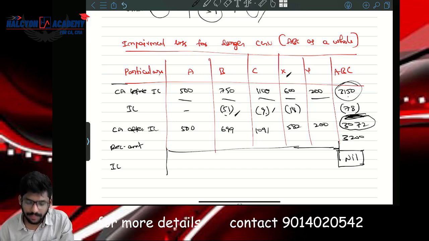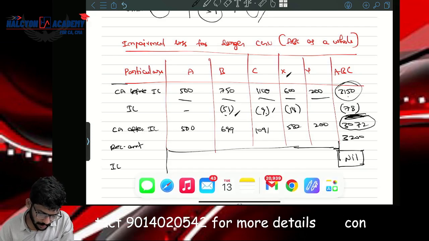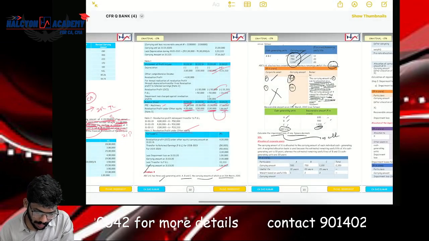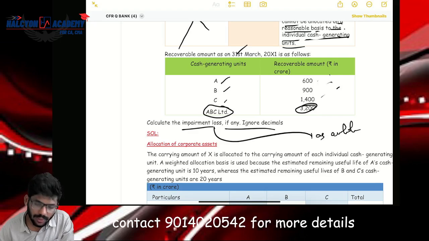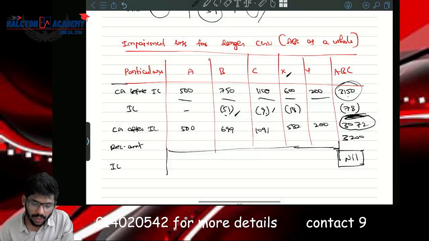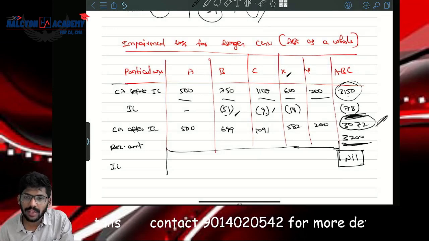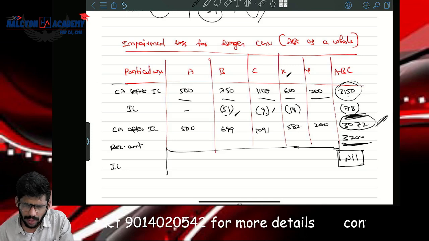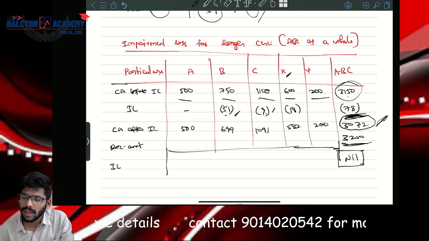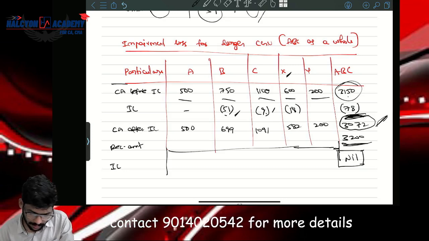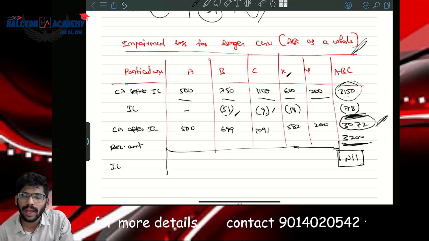Clear? Now, in the given question, the total recoverable amount as a whole is 3200. Here we got 3072 only. So is there any difference? Will we get any impairment loss or not? No, sir, because the carrying amount is less than the recoverable amount. That's it. Now this is the entity as a whole calculation.